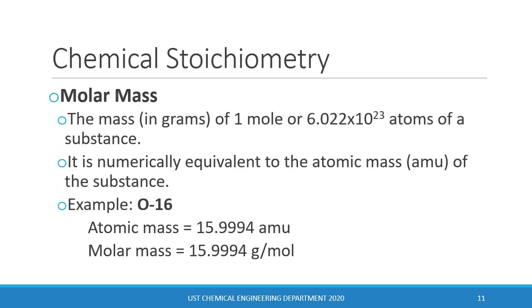Next is molar mass. This is the mass in grams of 1 mole of a particular substance. It has a unit of grams per mole, but it is also numerically equivalent to the atomic mass, or AMU. Example, the element oxygen has an atomic mass of about 16 AMU and a molar mass of 16 grams per mole.